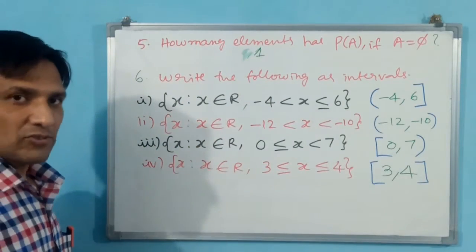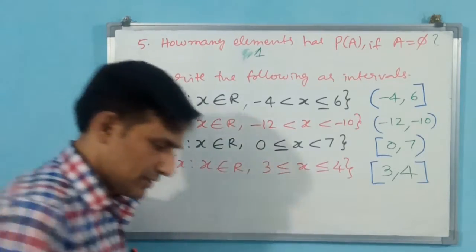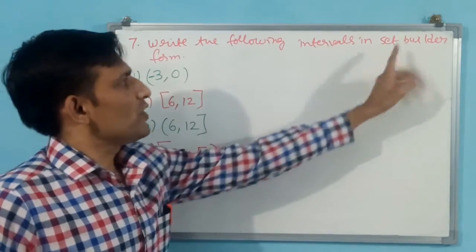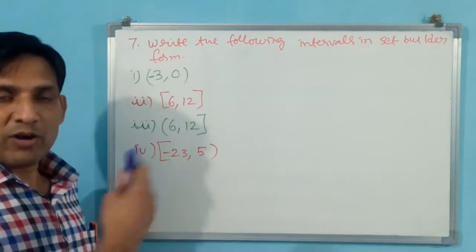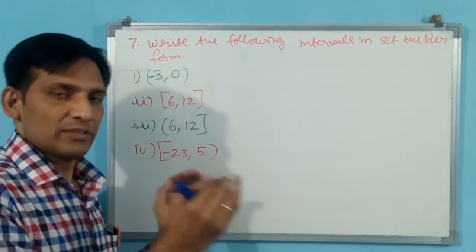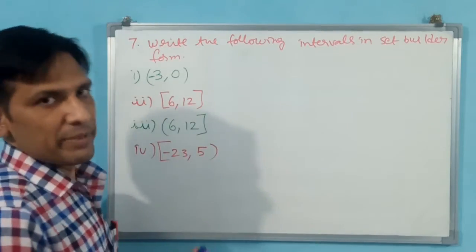You understand now this concept? This is the answer for the 6th question. Now we go for the 7th question. Okay, now see the 7th question. Write the following intervals in set builder form. Earlier we have seen set builder form, we have made some parentheses or brackets intervals. Now the intervals are given, but based on the intervals you have to write in set builder form.